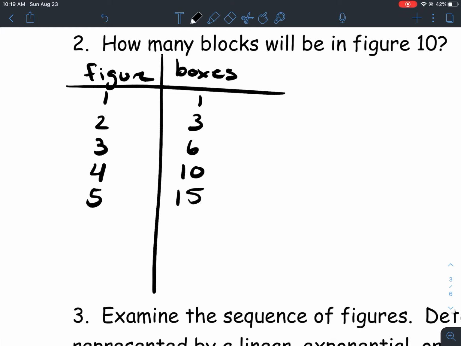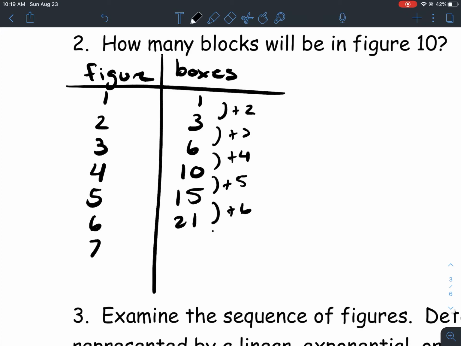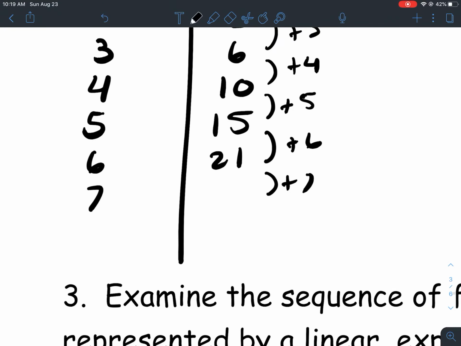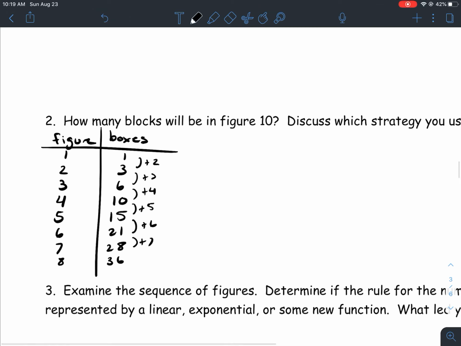I don't want to draw out the boxes. We're just going to use this pattern, right? We did plus 2, plus 3, plus 4, plus 5. We need to do plus 6, all right? So for plus 6, we would get 21. Then we're going to do plus 7, and we would get 28. Plus 8, we'd get 36. I'm running out of space, so I'm going to go over here.